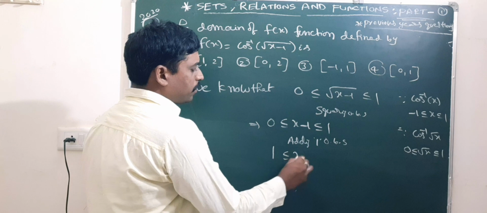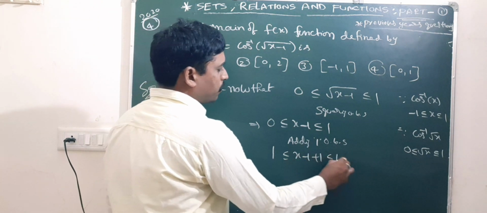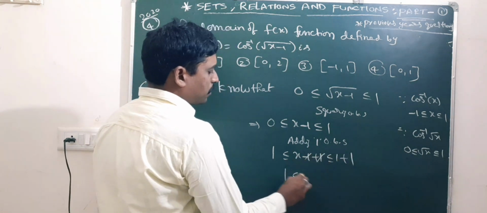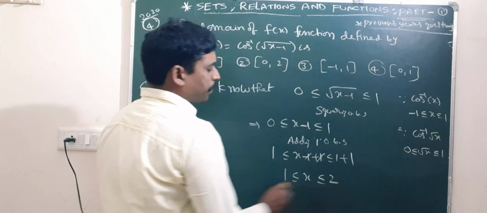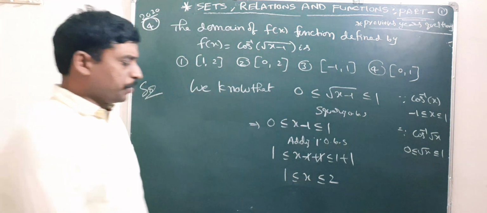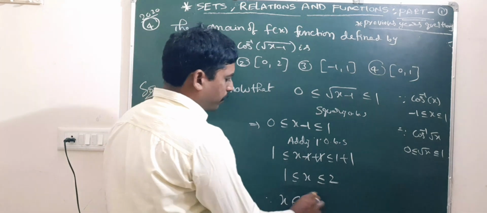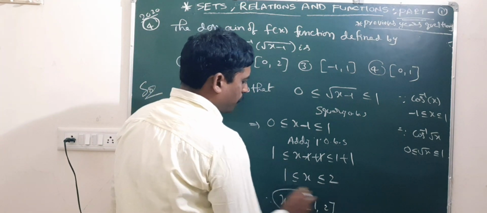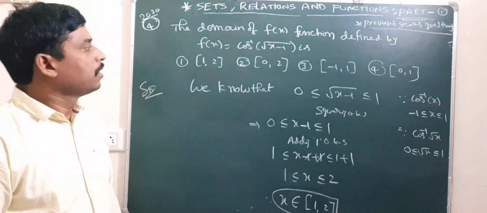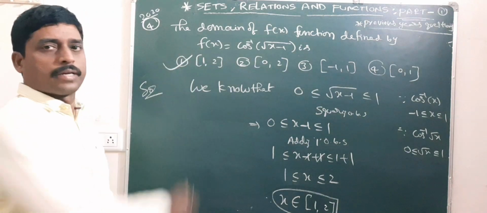So 1 less than or equal to x minus 1 plus 1 less than or equal to 1 plus 1. Then 1 less than or equal to x less than or equal to 2. So x lies between 1 to 2. This is the domain of the given function. So which option is correct? Option 1 is correct.